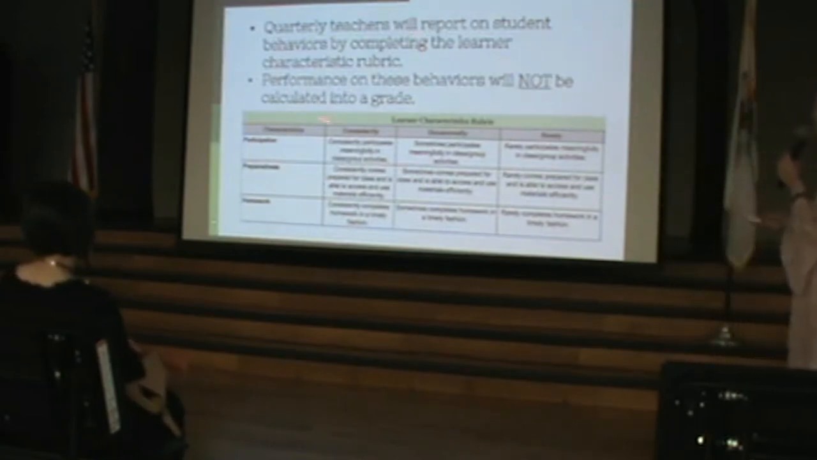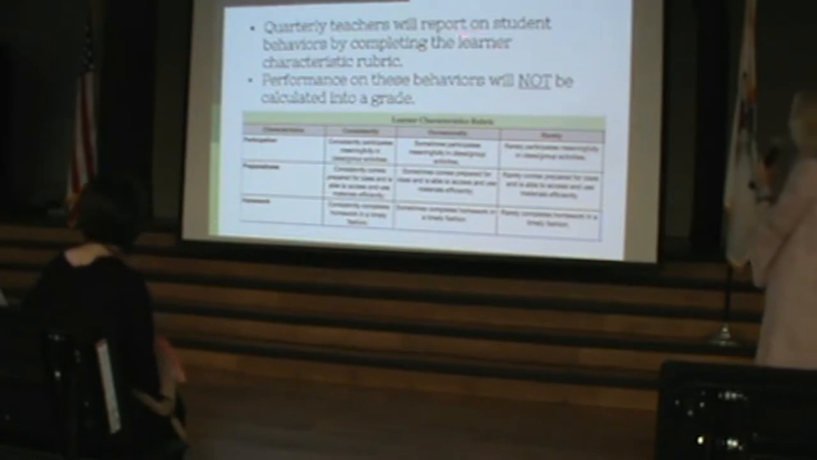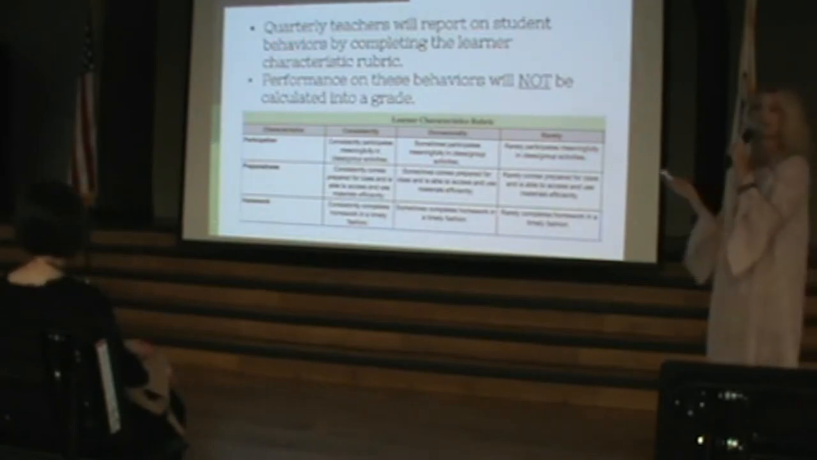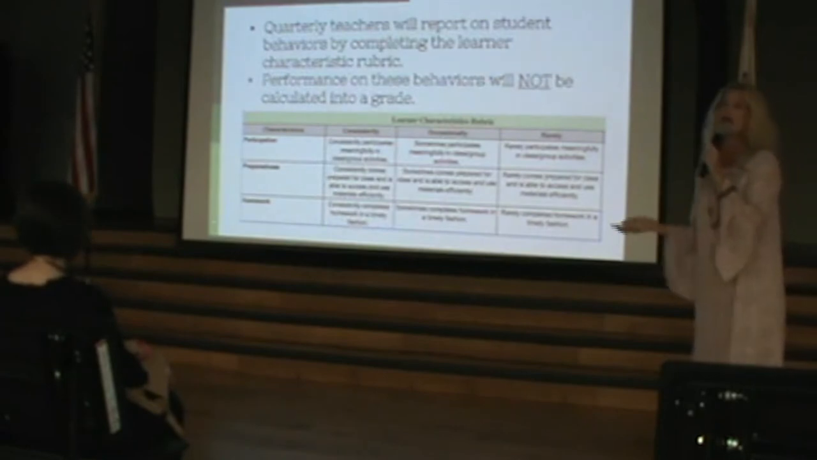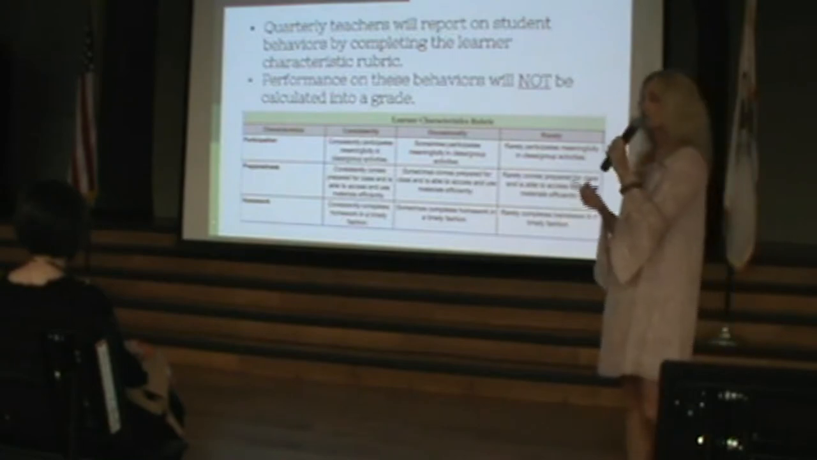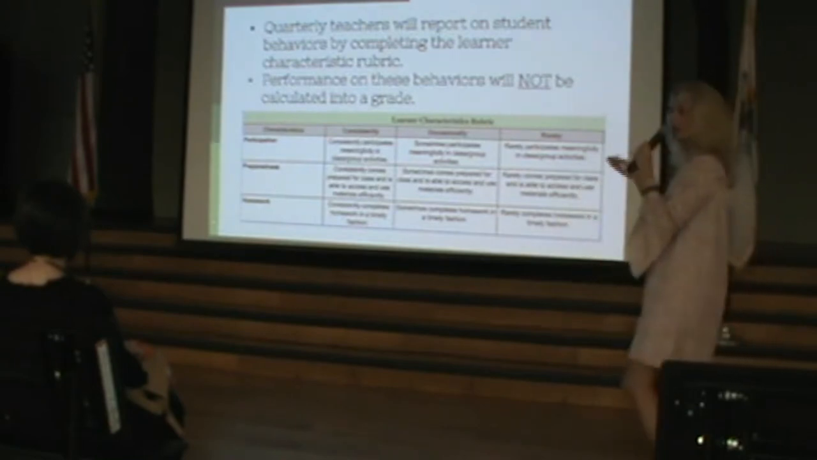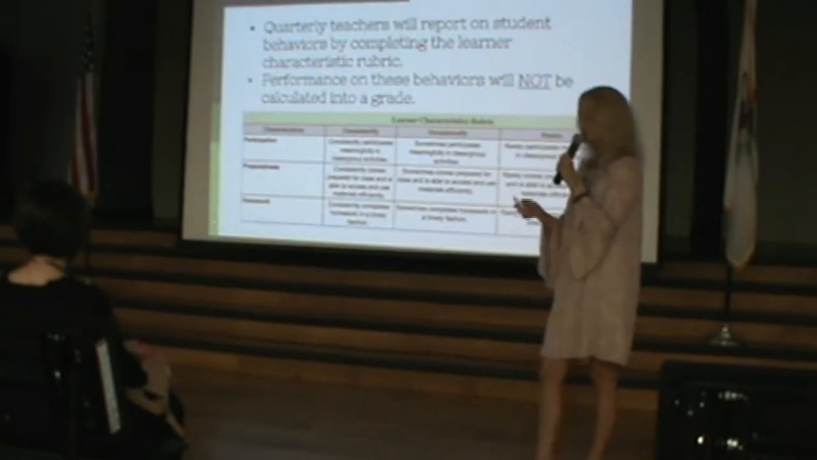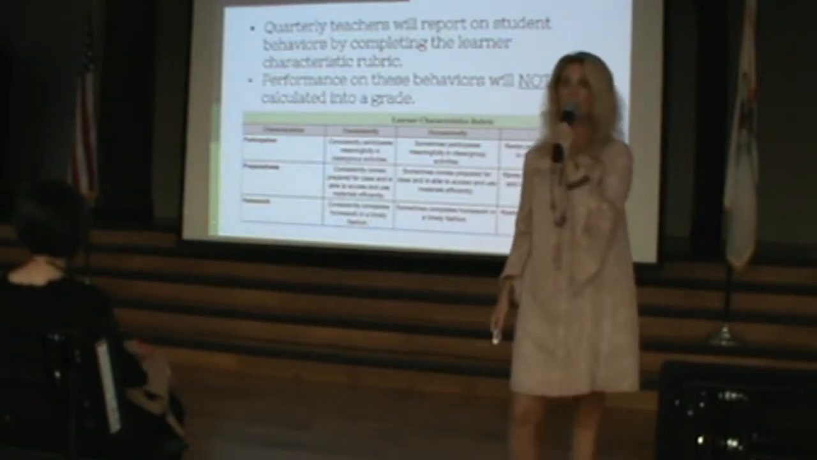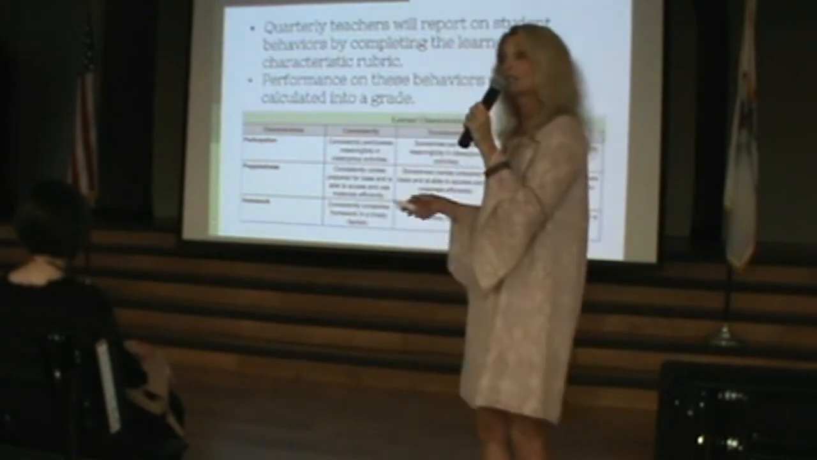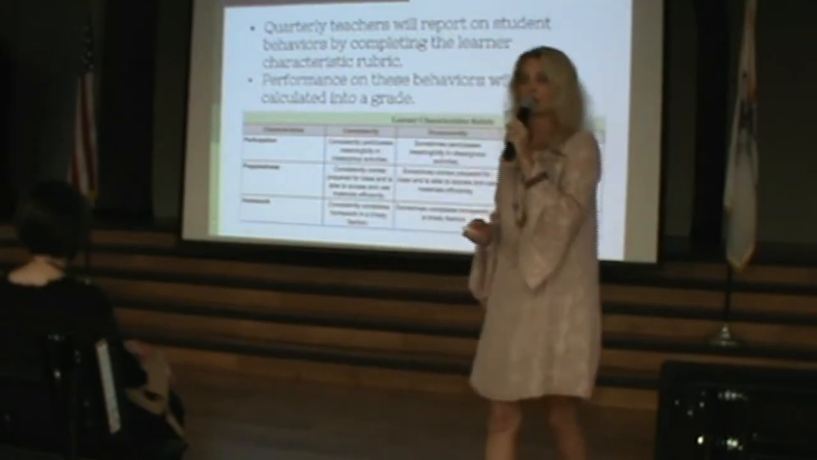So what we will be doing this year is, each quarter, teachers will be reporting on student behavior by completing a learner behavior characteristic rubric. And this is an example of what that rubric is going to look like. We're going to report on how your child is doing relative to participation, relative to preparedness. So we're going to share that information with you so we can intervene or we can support where necessary. We're just not going to calculate it into the grade.